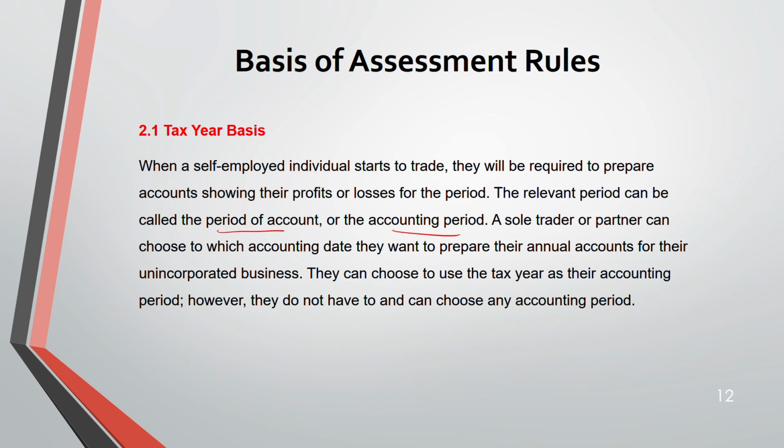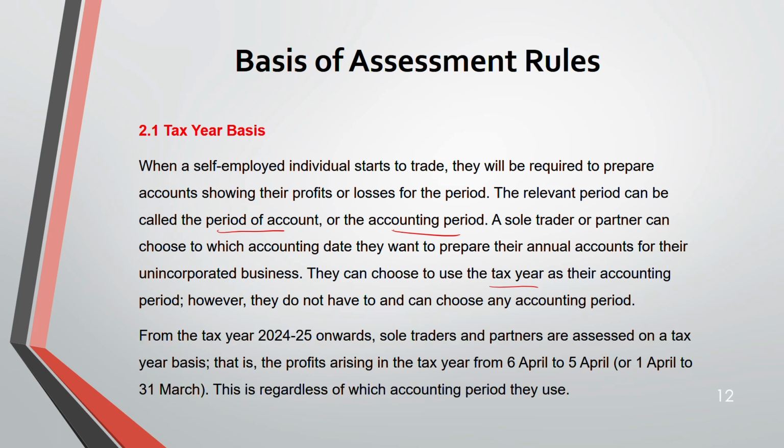Because you can choose your own accounting date. It could be the end of the year, December, it could be July, it could be any day, okay? So they can choose to use the tax year as their accounting period. They might even use the tax year as their accounting period. They can choose to do that, but they don't necessarily do that because there's no obligation for you to do that.